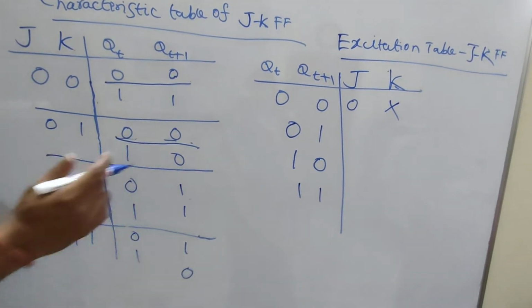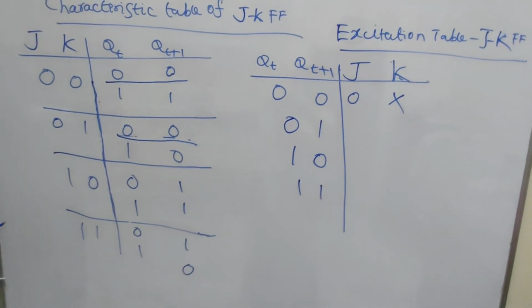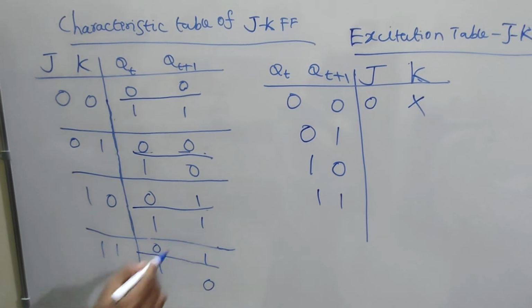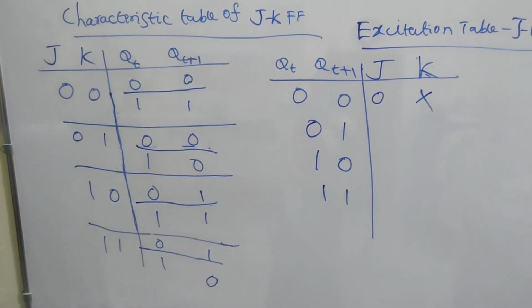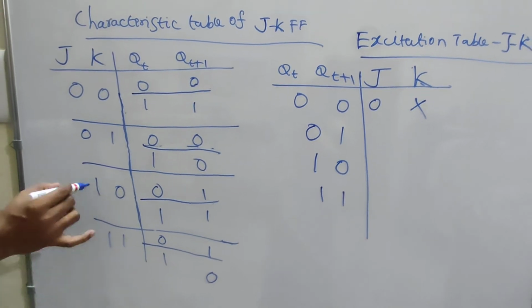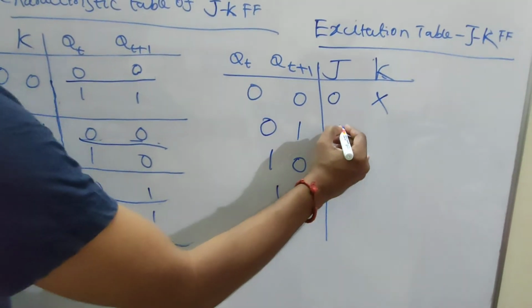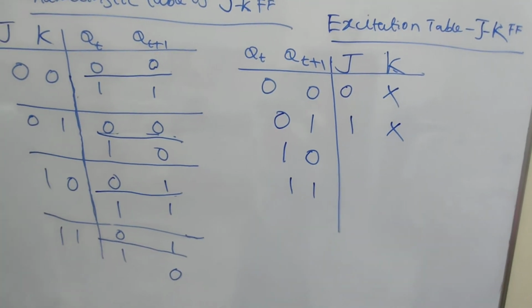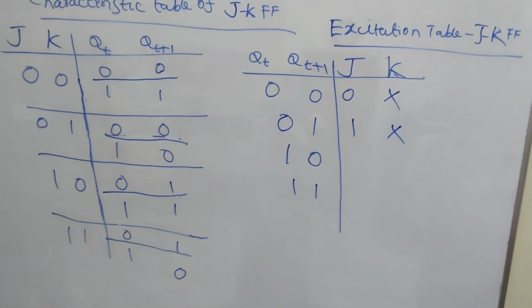Next is 0, 1. Where is 0, 1 coming in? Yeah, it is coming here, 0, 1 and 0, 1. Look at the value of J. It is 1. It is not changing. It is 1 in both the cases. So I am putting 1 here. K value is changing. That is why I am putting X for 0, 1.